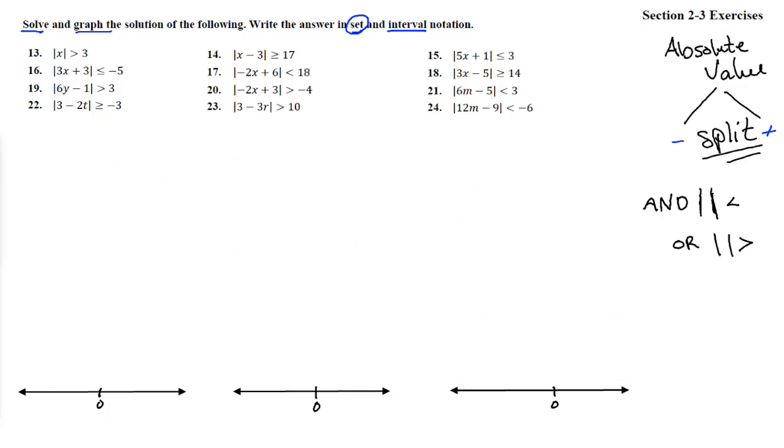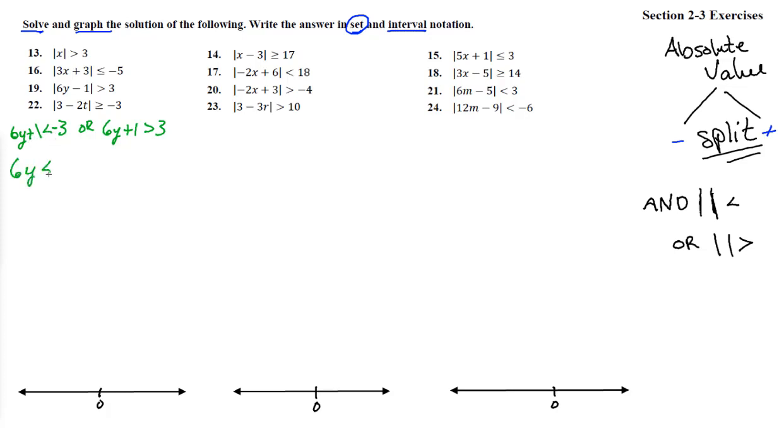Number 19. 6y plus 1 greater than 3. So this is 6y plus 1 greater than 3. Split it the other way. It's greater than, so this is an OR statement. 6y plus 1 is less than negative 3. So yeah, we're shooting off to infinity. We either have to be bigger than 3 or less than negative 3. And solve each of these.